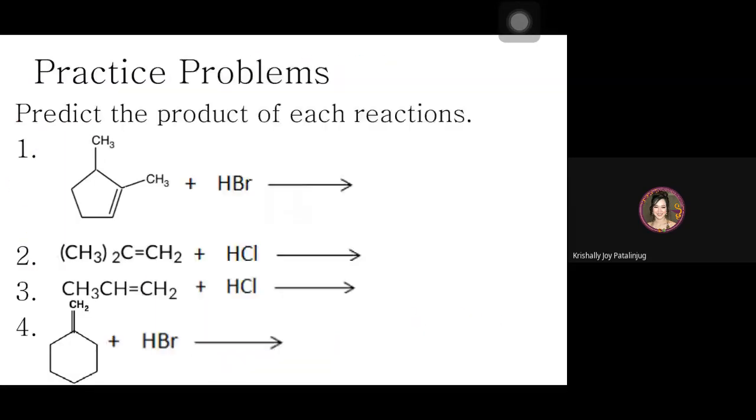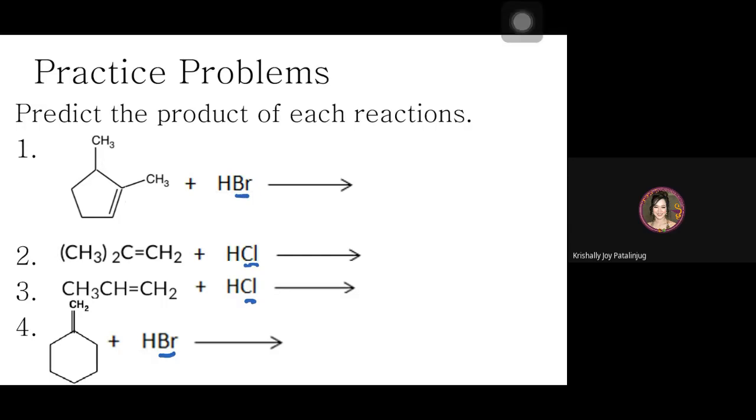Okay? Let's have the following example, for instance. Again, to wrap up, Markovnikov's rule during hydrohalogenation: the hydrogen goes to the double bond carbon with the greater number of hydrogen substituents. The other carbon, with fewer hydrogen substituents, is where the halogen as the electrophile goes. Now I will predict the product.